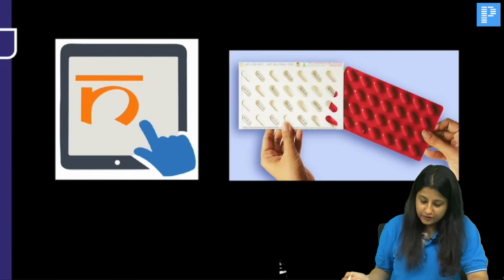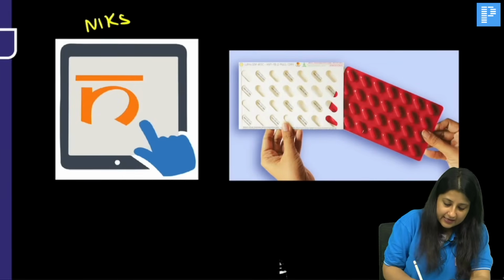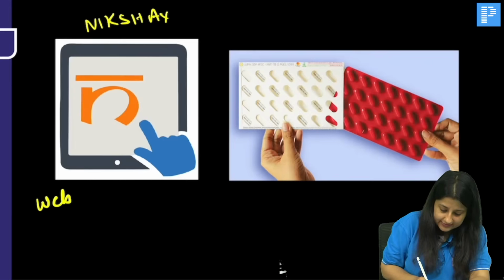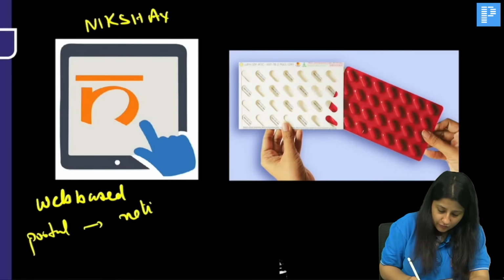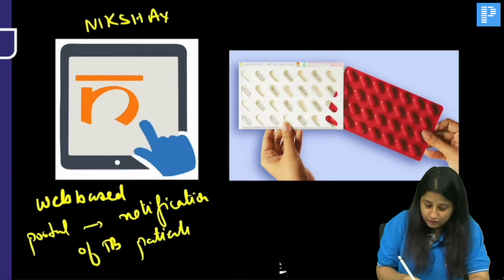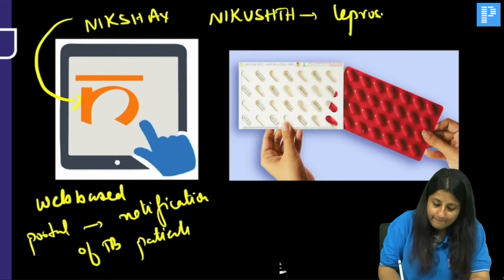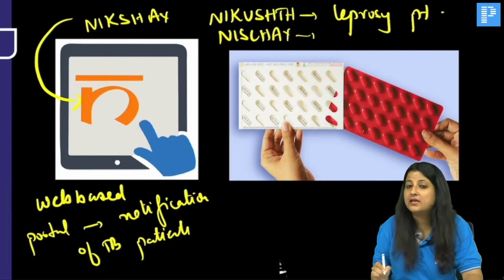Another important question, these two logos keep coming in your exams. What is this one? This is NIKSHAY. NIKSHAY is a web-based portal for notification of TB patients. What about NIKUSHTH? This logo is of Nikshay. NIKUSHTH has the same logo as leprosy; this is for leprosy patients. And what about Nishchay? Nishchay is a home pregnancy test kit, for when somebody wants a baby.